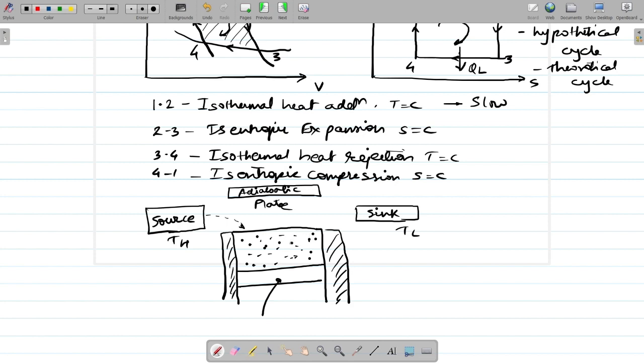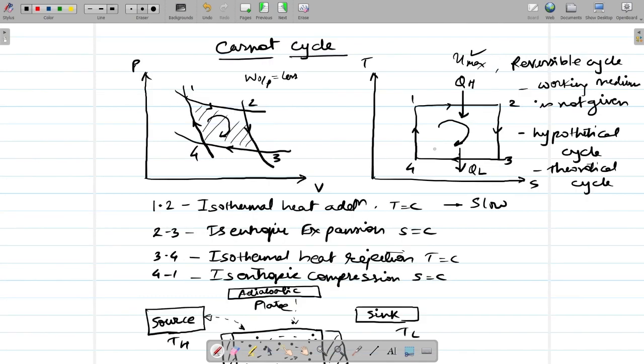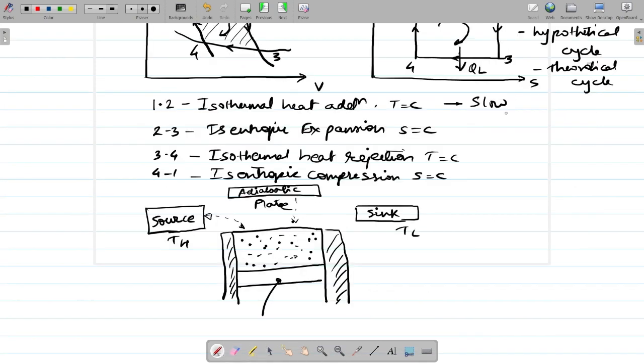The heat addition process will be very slow, so that it forms constant temperature heat addition. After heat addition, we will remove the source plate back, and we will bring the adiabatic plate in contact with this engine, and then we will allow the engine to expand. So 2 to 3 will be the isentropic expansion. Now during expansion, the process should be very fast.